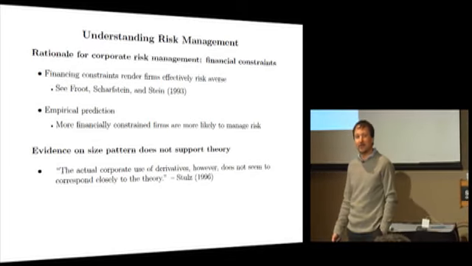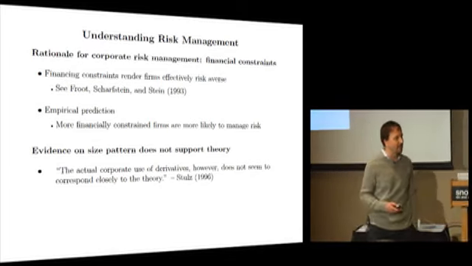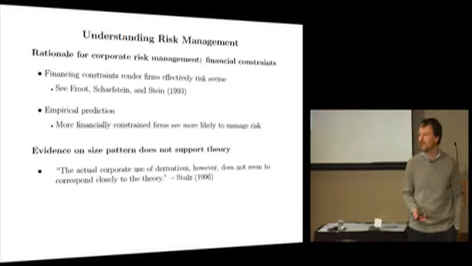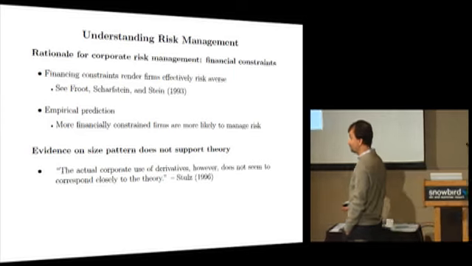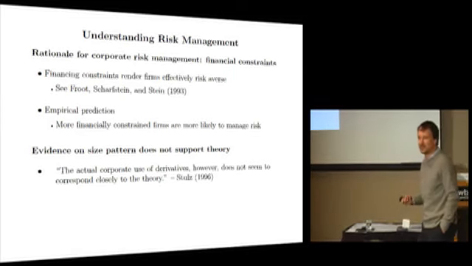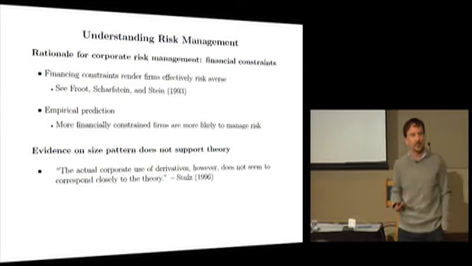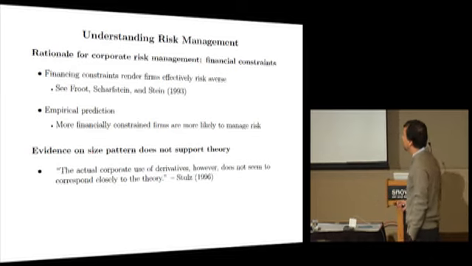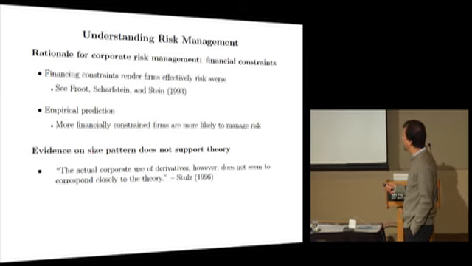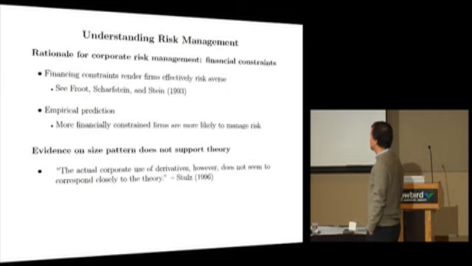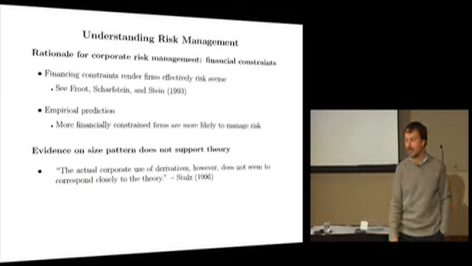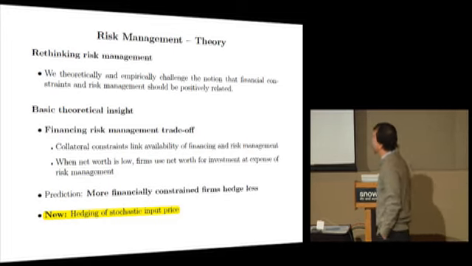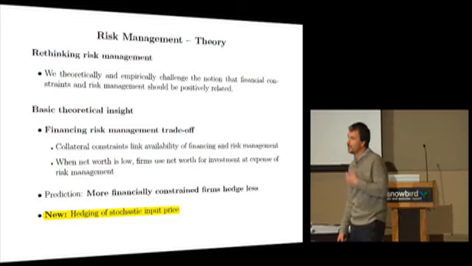Now, the problem with that was that when people looked in the cross-section, they saw that the small firms actually don't hedge, and to the extent that anyone hedges, it's the larger firms. So the size pattern somehow doesn't seem to square with this idea that the more constrained firms hedge a lot. In fact, Stulz, for example, argues that the actual corporate use of derivatives, however, does not seem to correspond closely to theory.